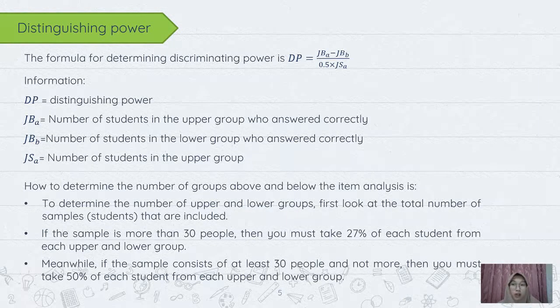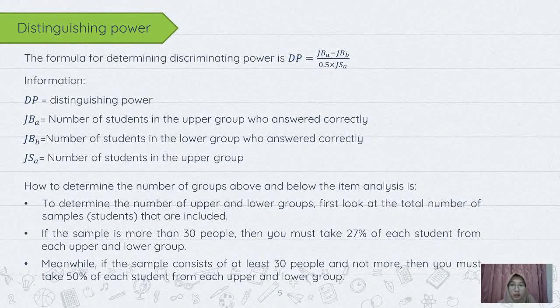And the formula for determining discriminating power is TP equals GBA minus GBB over 0.5 times GSA, with TP is the distinguishing power, GBA is the number of students in the upper group who answer correctly, GBB is the number of students in the lower group who answer correctly, and GSA is the number of students in the upper group.